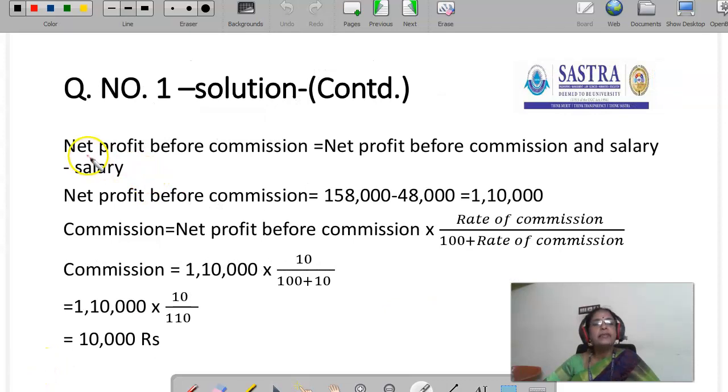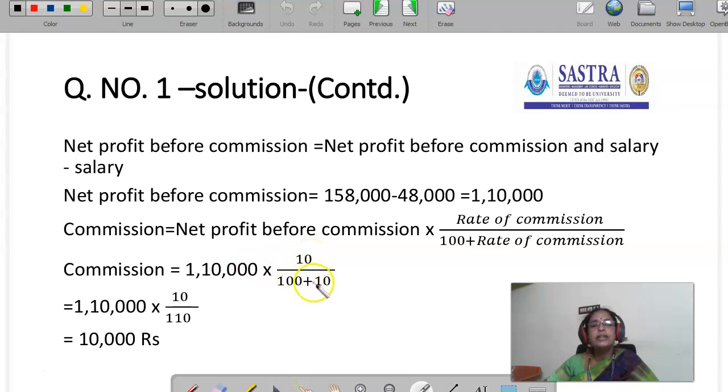Then the next step, we have to calculate the net profit before commission: net profit minus salary, because salary is included. The net profit that is given in the problem is 1,58,000. From that we have to deduct 48,000, that is the salary of X. So we will get 1,10,000. Commission is net profit before commission into rate of commission divided by 100 plus rate of commission. Commission is equal to 1,10,000 into the rate of commission, which is 10%.